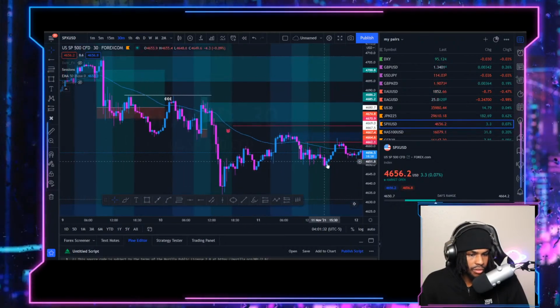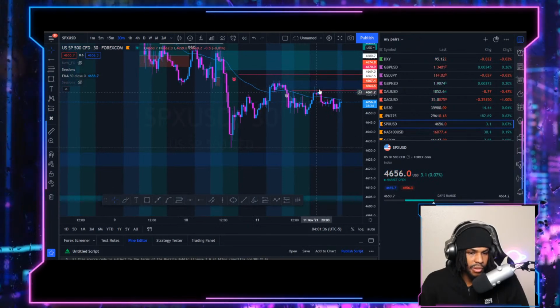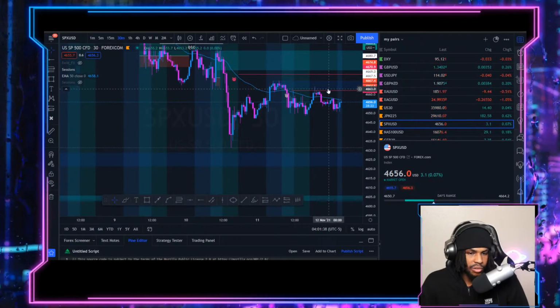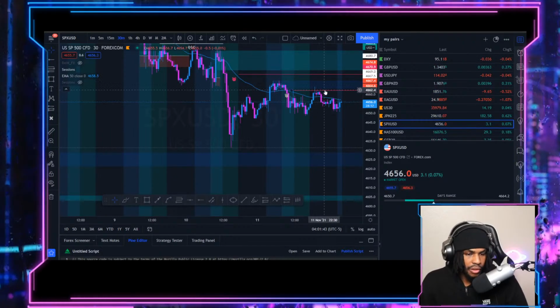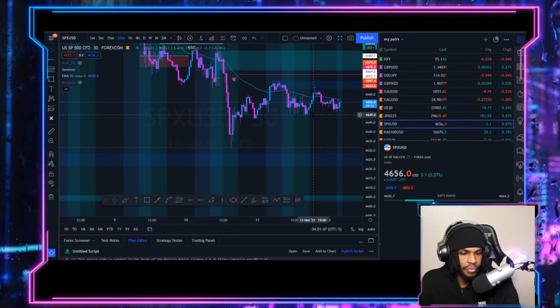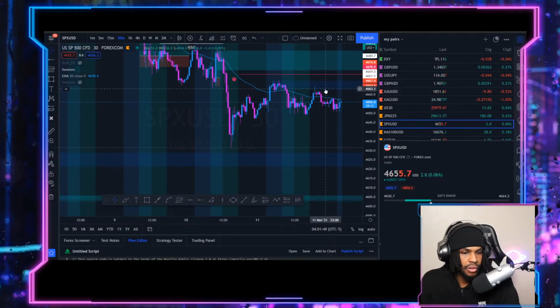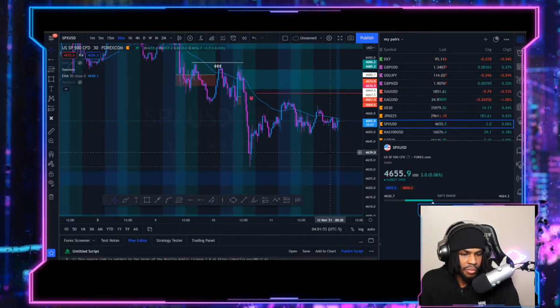Nothing major. Oh yeah, this is a setup I missed right here. Price came into this order block. This also happened as I'm getting off of work. I'm missing too many setups, man. I'm going to close that one. That was a pretty deep mitigation, so I'm not looking for it to go much higher than that.